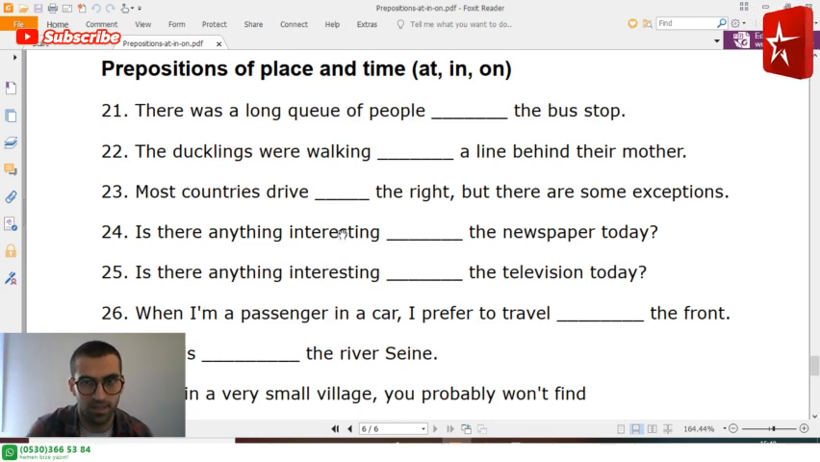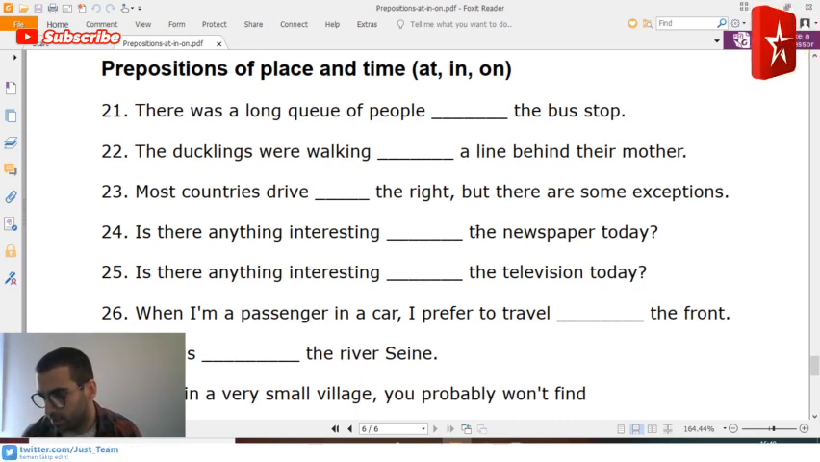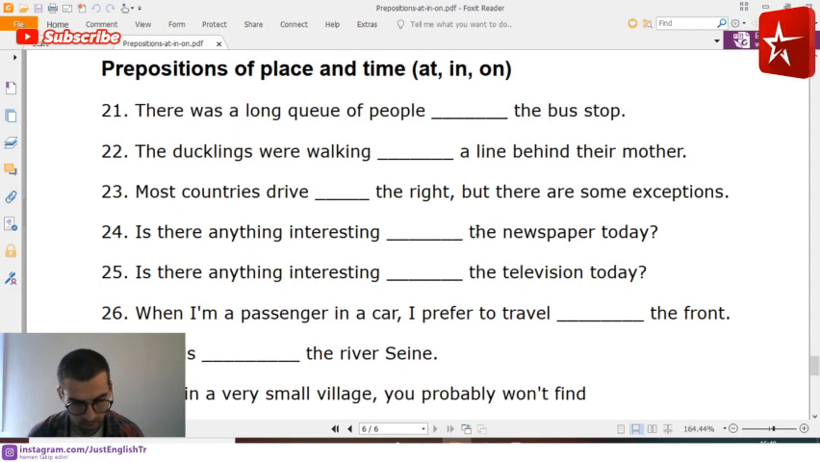24. Is there anything interesting in the newspaper today? Okay, now number 24. Which one should we use? Is there anything interesting? In. Yes, in is the correct answer. In the newspaper today. Great, thank you.